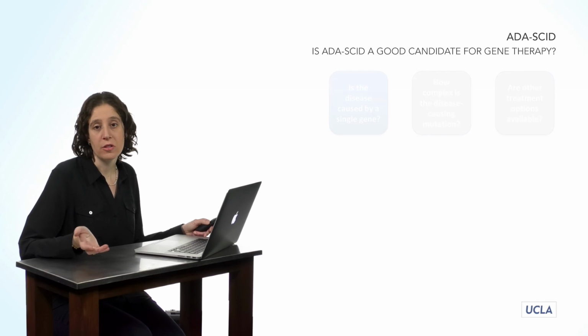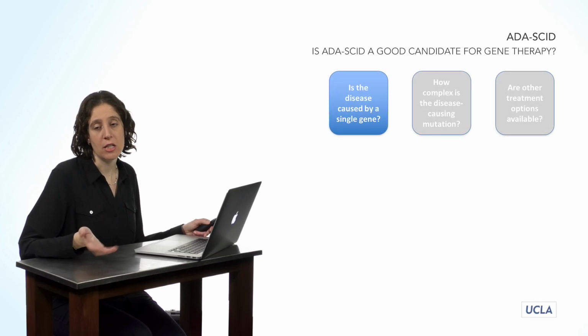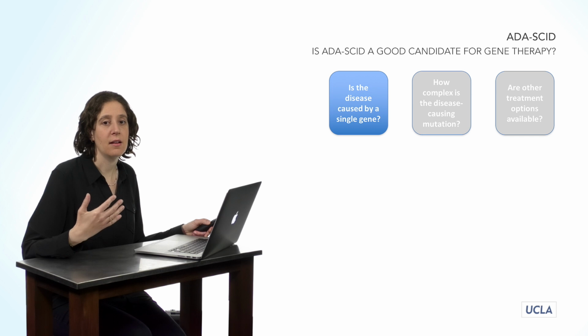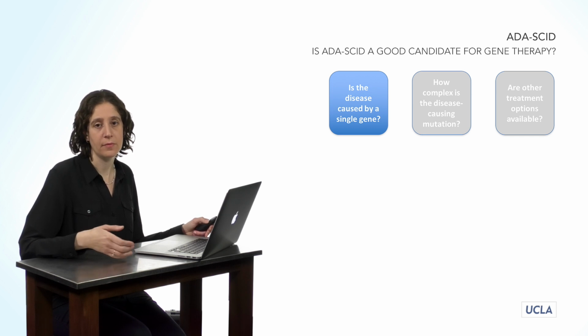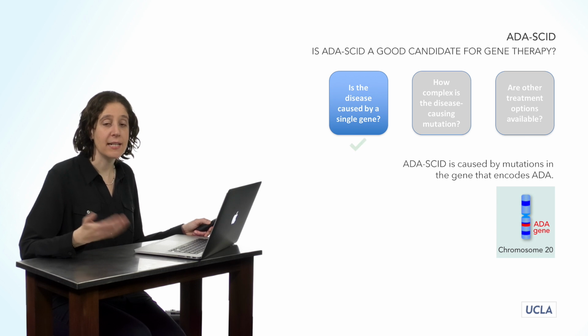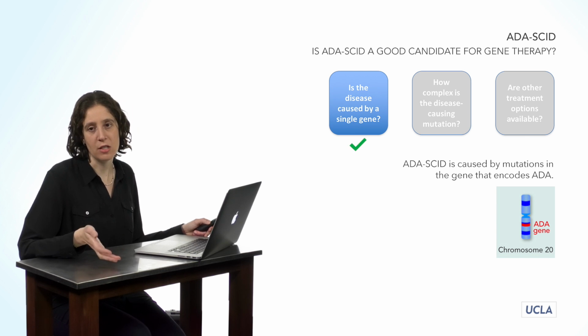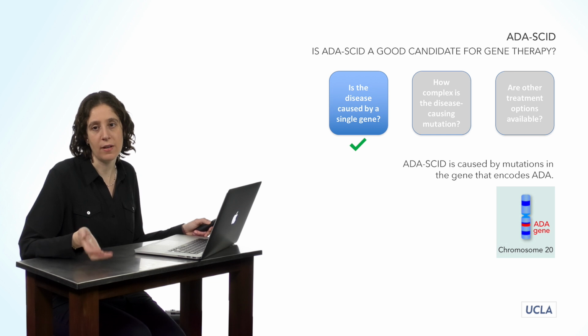Now let's think about the factors that need to be considered when deciding whether ADA-SCID is a good candidate for gene therapy. The first question is whether it's caused by a mutation in a single gene, since these are the diseases that can most easily be treated with gene therapy. As I just mentioned, ADA-SCID is in fact caused by a mutation in a single gene, or mutations that affect a single gene, and that's the ADA gene.